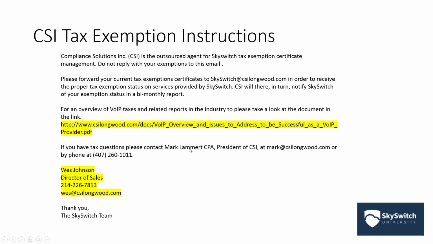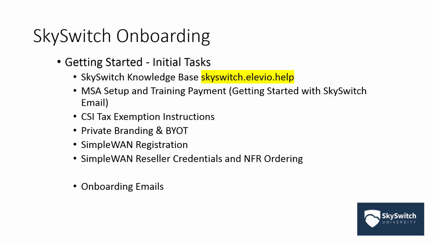Now, in the email, we do mention Mark Lambert, the president of CSI, but I want to point out here that Wes Johnson is their director of sales. You can reach Wes at this number and at this email, and he's really your point of contact. Now, you can reach out to Mark as well, but Wes is expecting you to contact him, and to engage him if you have any questions in regard to your tax exemption. So that's the next email that you're going to want to take care of, the next task.